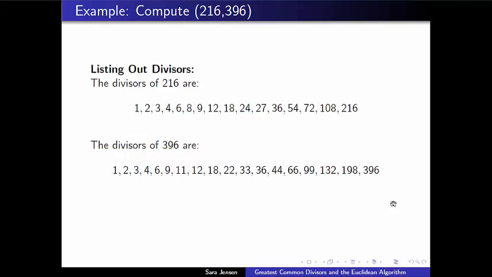Listing out the divisors. This one is perhaps the most straightforward and caters the most to the definition we have. I could just blatantly list out the divisors of each number, look at these lists, and find the largest number that appears in both lists, which happens to be 36.